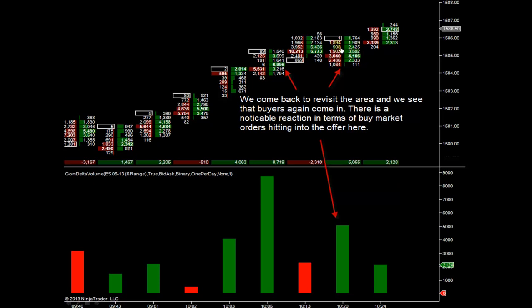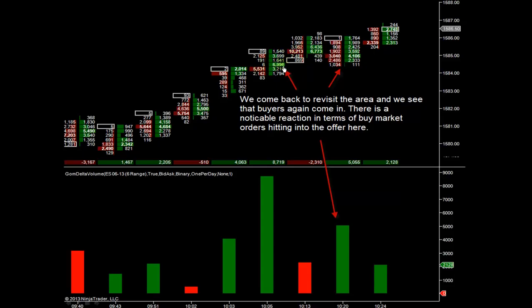Now we can see here that we created some volume on the way up. This is actually showing us the way up and the way down. Obviously one of the problems with footprints is you don't know which volume prints on the way up or the way down. But this volume here is a potential hurdle.